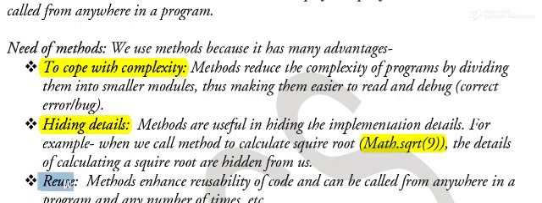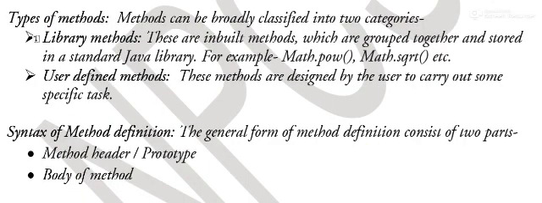Reuse. Reusability provides the facility to write or define once and use again and again. Methods can be divided into two categories: library methods and user-defined methods.